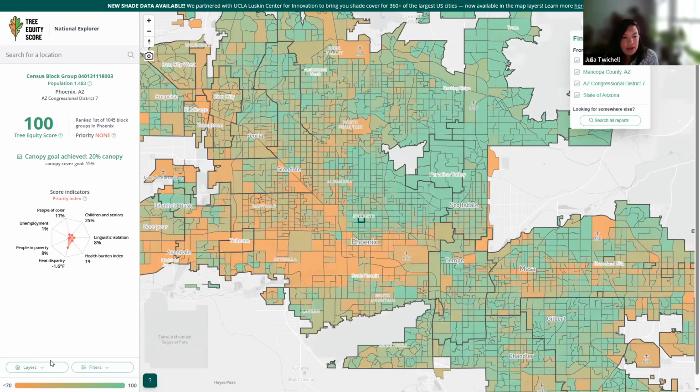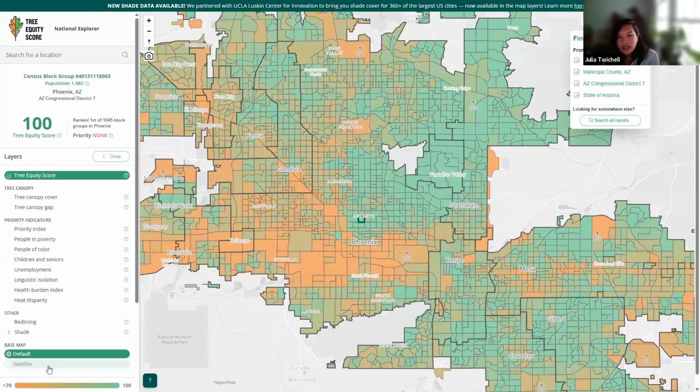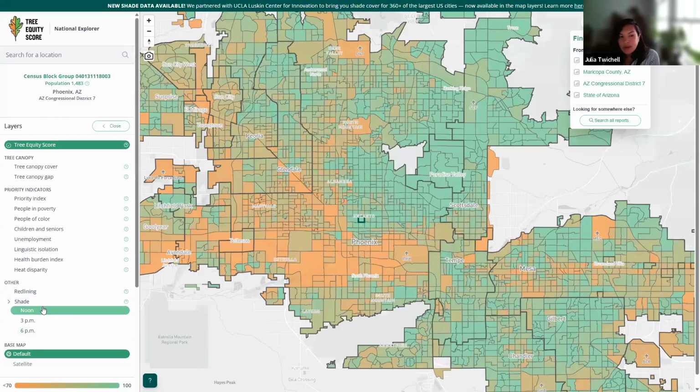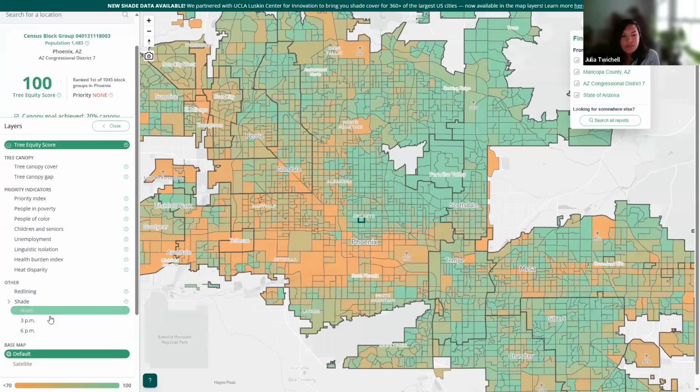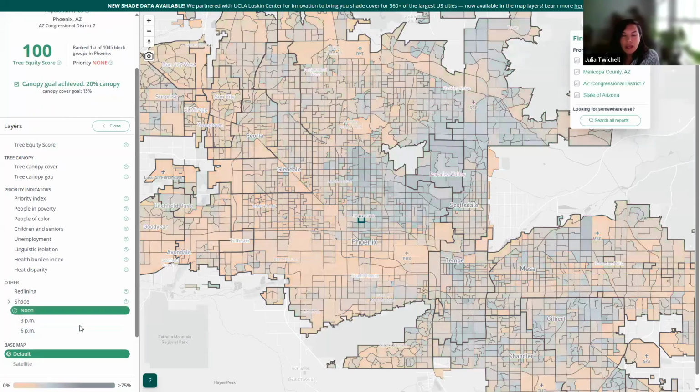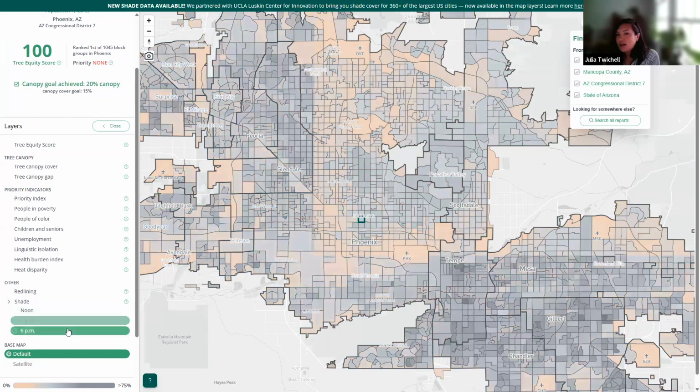So the shade data is now available in our layers list. We have the 3 timestamps for noon, 3 p.m., and 6 p.m. And what you're seeing is the oranges are the areas with the least shade. And as the grays become darker, you have more shade. I'm just going to show you noon. And then 3 p.m. it's getting a little shadier. And then by 6 p.m. when those shadows are getting longest, you've got quite a bit more shade throughout the county.